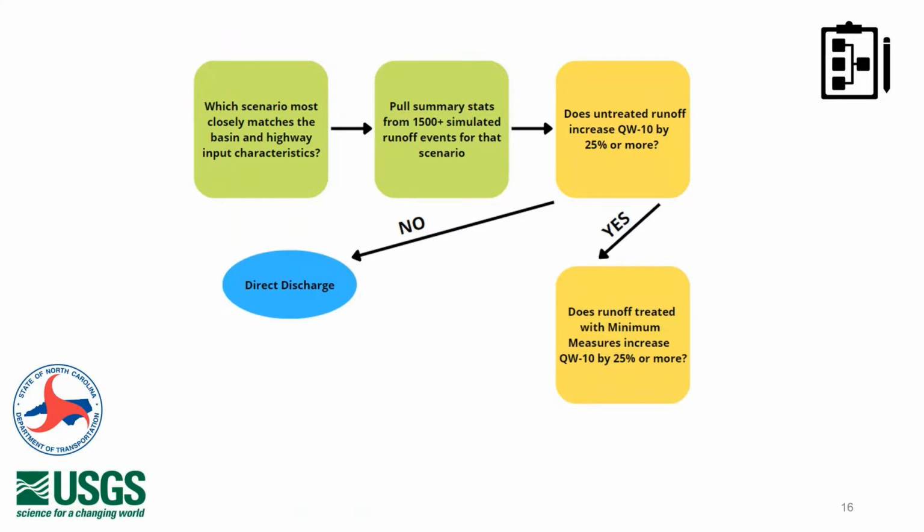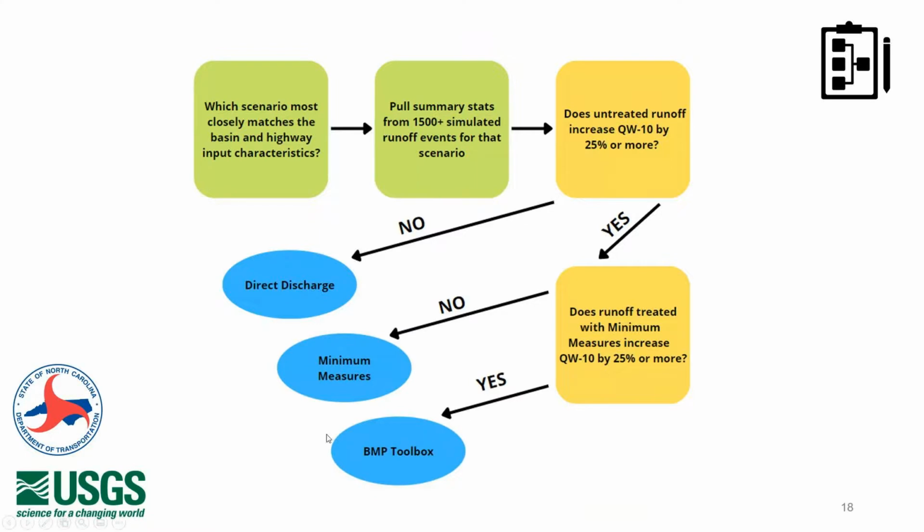If it is greater than 25% change downstream, then we have to ask another set of questions and first treat that runoff using the minimum measures. So that's going through the roadside swale or the open drain. And if that still increases water quality by greater than 25%, that would be the yes, and we require something from the BMP toolbox. If it's less than that 25% threshold, the preliminary treatment recommendation would be the minimum measures. So it really is just a nested set of yes or no questions based on how substantial we have defined the changes to downstream water quality.